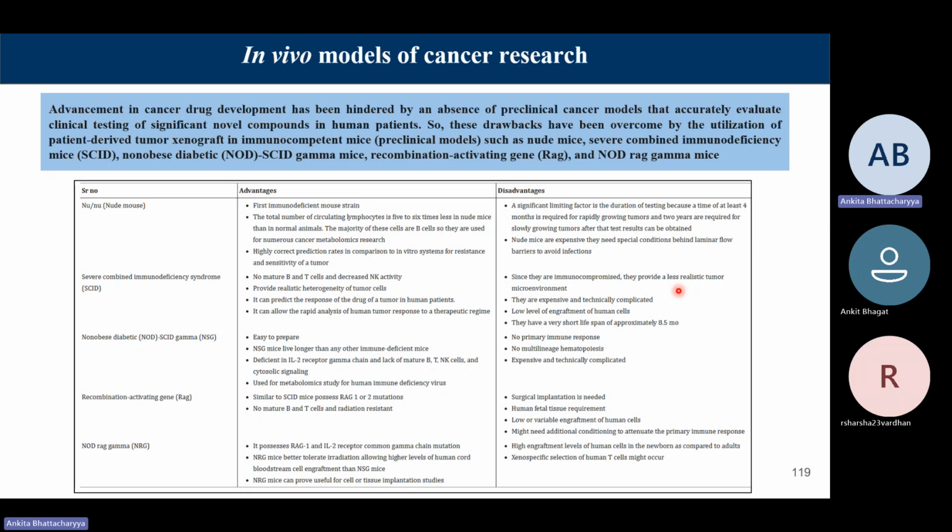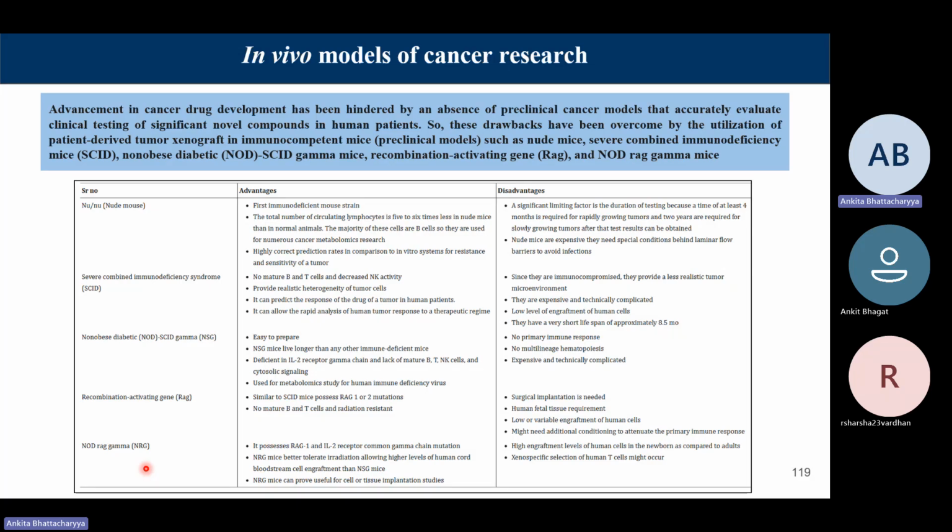We discussed different types of immunocompromised and immunocompetent mice. Majorly here, the comparison is made for immunodeficient or the NOD SCID and the SCID mice, or the nude mice, or the NOD SCID gamma mice, and the RAG or NRG mice. All of these different types of models were established.